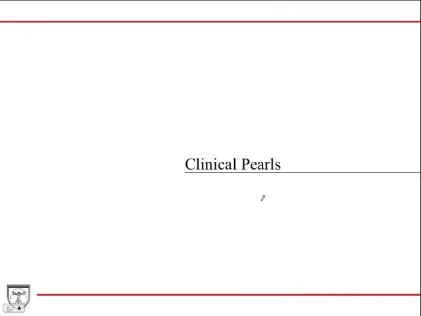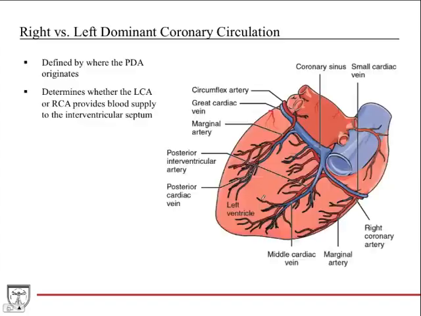All right, so now that we've covered the anatomy of the coronary vessels, let's get into the clinical pearls. A lot of these are very high yield for anatomy exams, physiology exams, board exams. So this concept of right versus left dominant for the coronary circulation. This is a concept that you could definitely see on an anatomy exam, and you could definitely see it on a board exam as well.